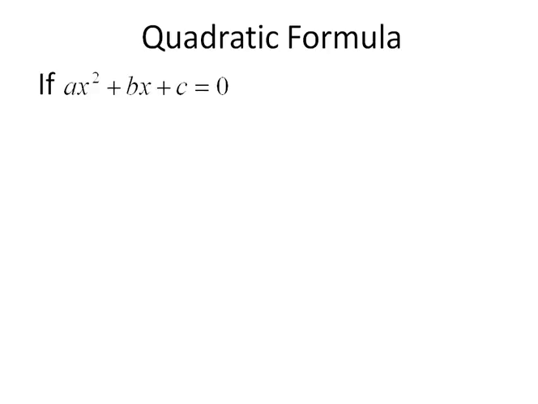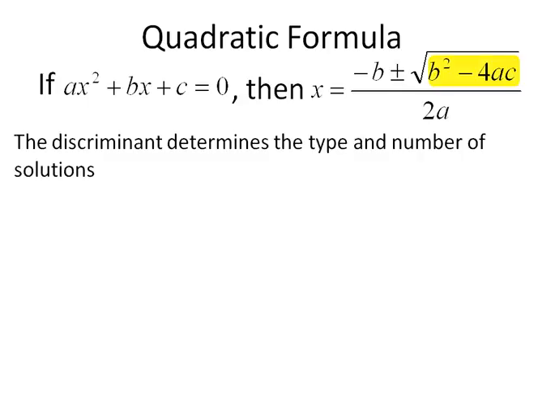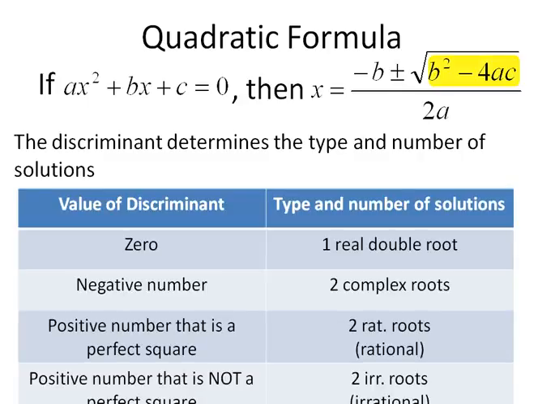If ax squared plus bx plus c equals 0, then x equals the quadratic formula. The most important part is the discriminant. The discriminant determines the type and number of solutions. Here's a table to help you remember.